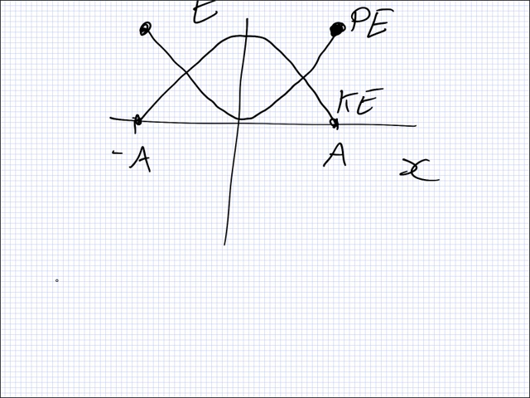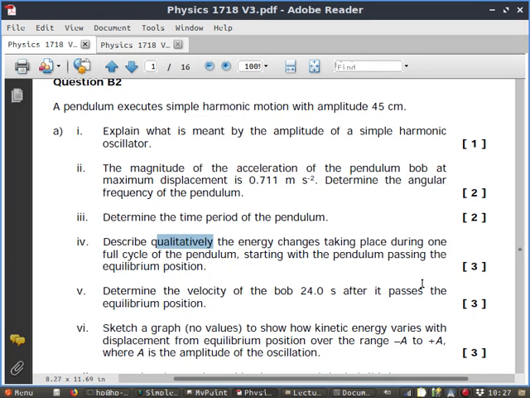So you need to say, blah, blah, blah. The potential energy is a maximum at A, decreases to 0 at the origin, and increases to the maximum again at minus A. It is a quadratic shape. The kinetic energy graph is also quadratic. It starts at 0 at minus A, increases to a maximum at the origin, and decreases back to 0 again. Blah, blah, blah. I know, it's a lot to write, but you get 3 marks.